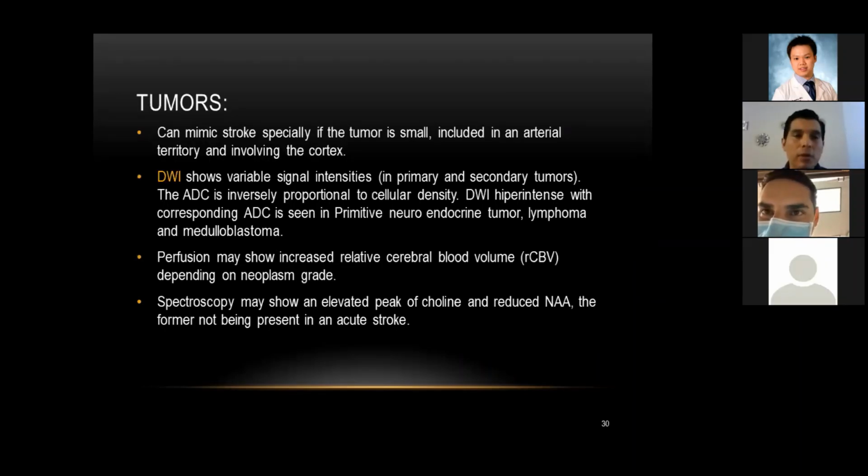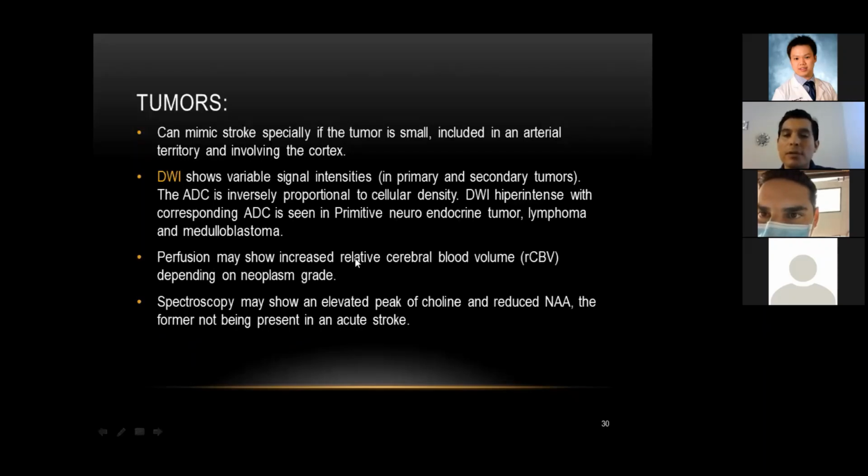Another cause, another mimic, could be tumors, especially if small or involving the arterial territory and the cortex. DWI shows variable signal intensity, which is characteristic of primary or secondary tumors. ADC is inversely proportional to cellular density. This is a special characteristic: DWI is hyperintense and ADC is hypointense in three tumors, like a stroke: primitive neuroendocrine tumor, lymphoma, and medulloblastoma.